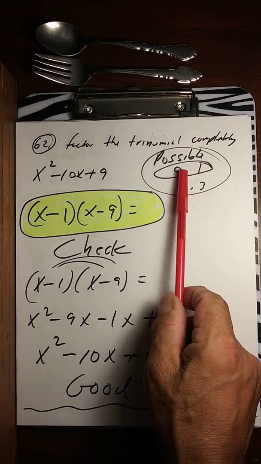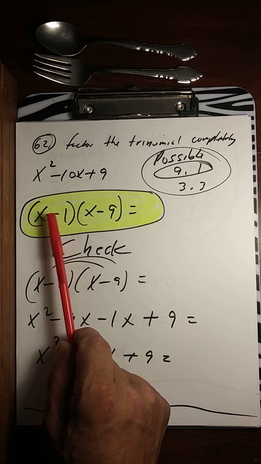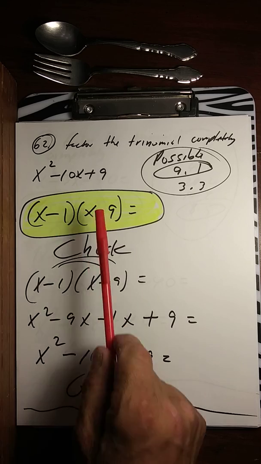Factor the trinomial completely. 9 times 1, 3 times 3 gives you these numbers here. So we're going to try 9 and 1. So negative 9, let's say x minus 1, x minus 9. Does that work? Let's check it.